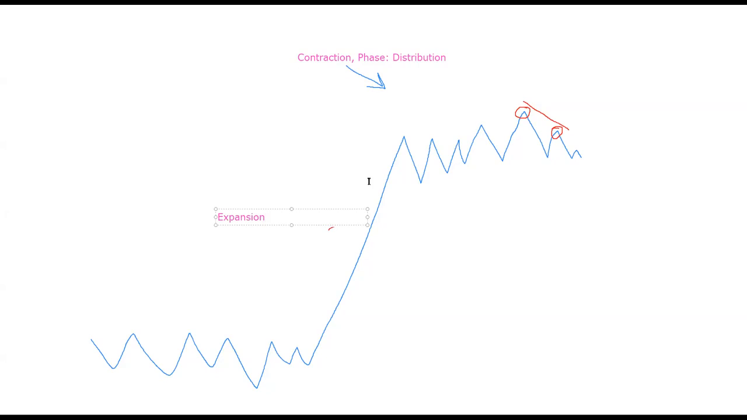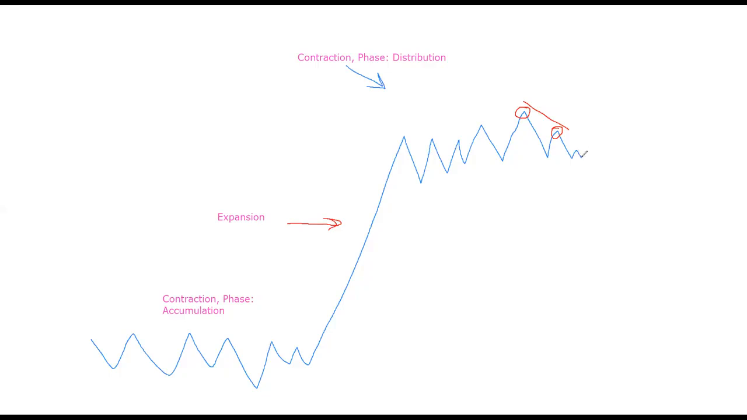Expansion. Perfect. Now, what is this? This bottom piece? Right. So it'd be contraction phase accumulation. Perfect. Right. Accumulation on an upthrust and distribution indicates a downthrust or? Yes. Perfect. I actually had never shown that part of distribution, but you're correct.